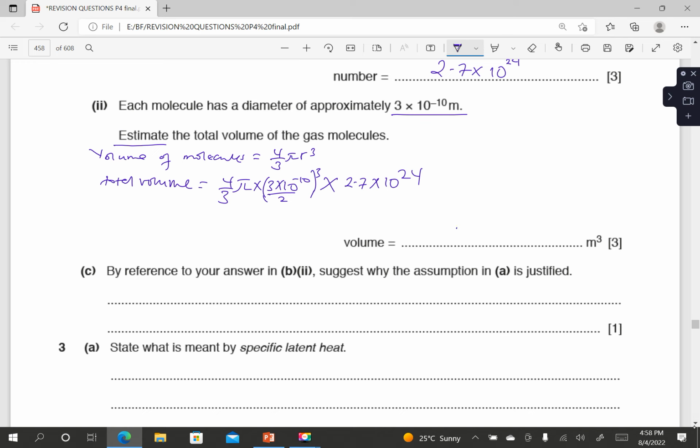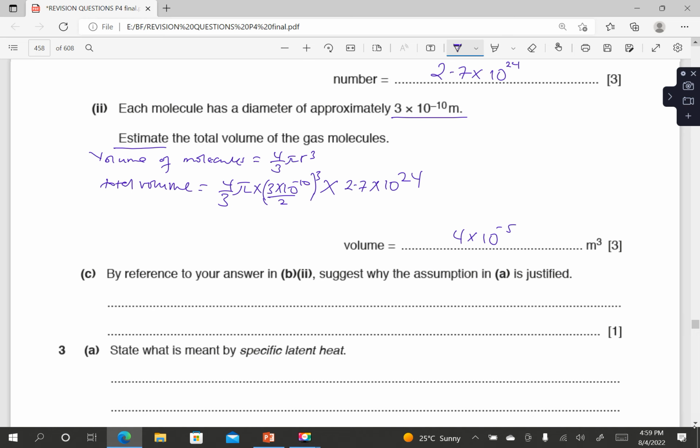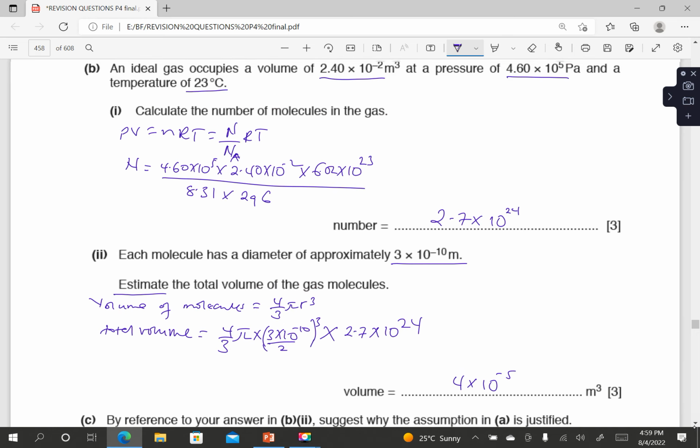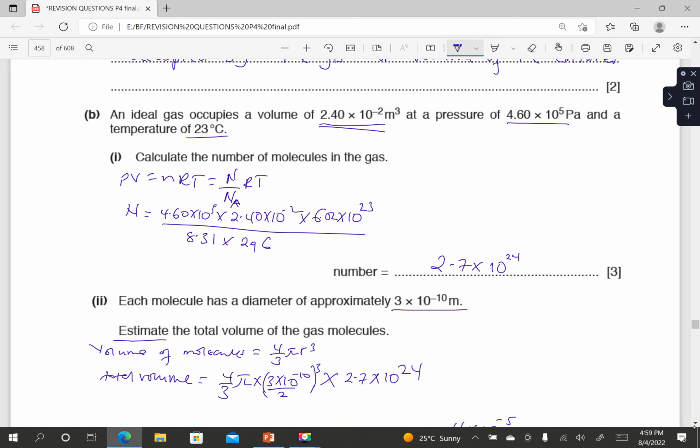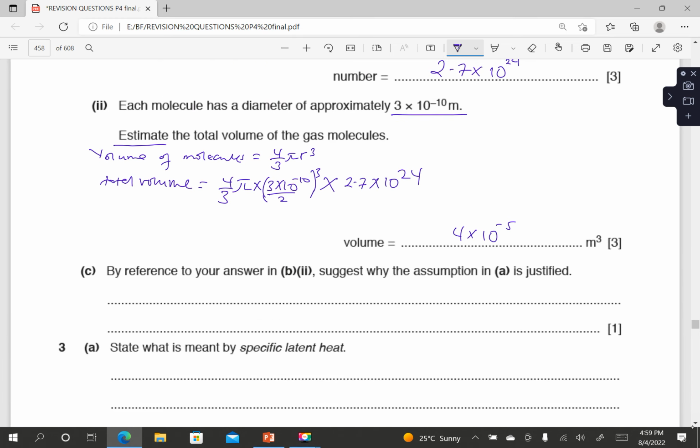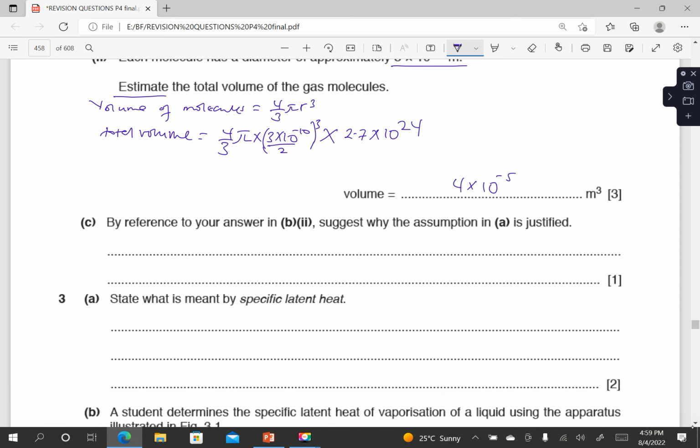Okay, so this is approximately 4 times 10 power negative 5 meters cubed. Then by reference to your answer in B Roman 2, suggest why the assumption in part A is justified. Note that the volume of the gas was initially 2.4 times 10 power negative 2 meters cubed. And we are getting that the total volume of the molecules is 4 times 10 power negative 5.